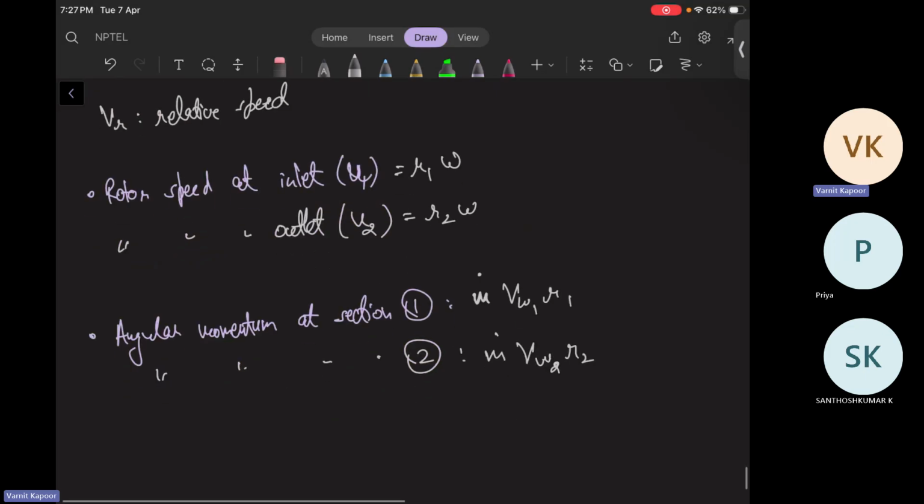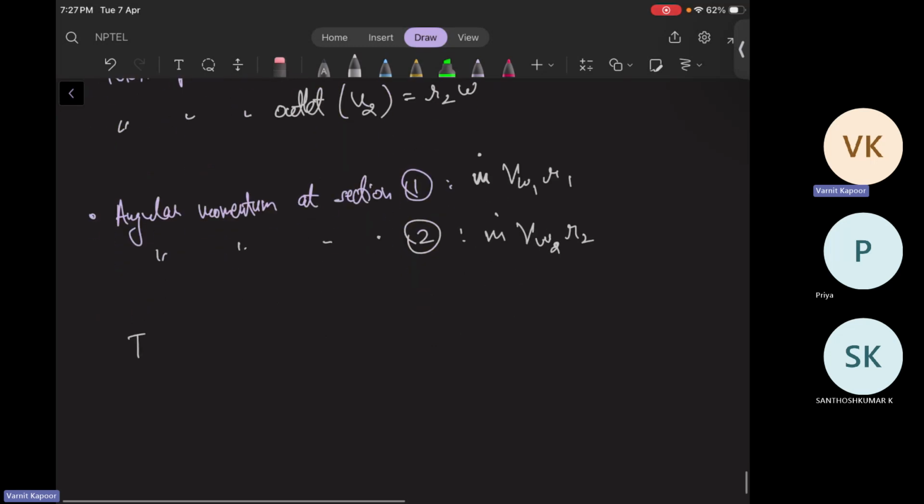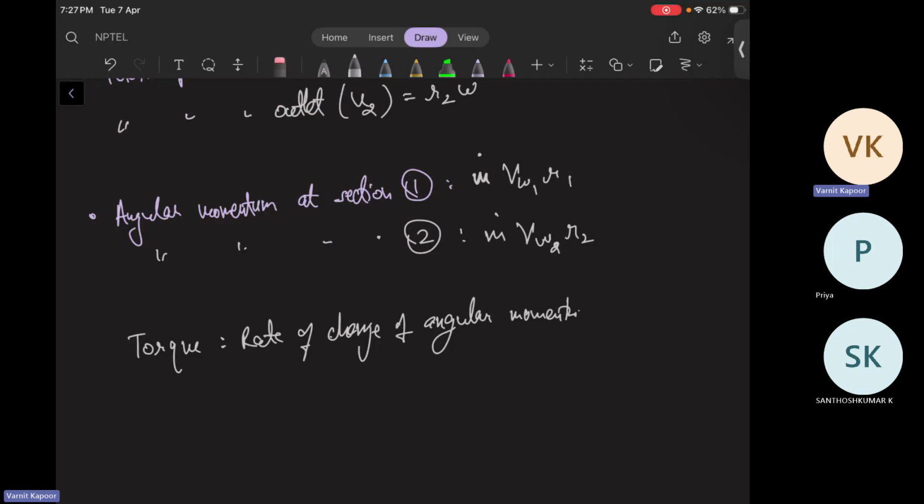Okay. And what is torque? Torque can also be written in terms of rate of change of momentum. Torque is nothing but the rate of change of angular momentum, not linear, angular momentum. So that is mass flow rate times the final, VW2 R2, minus VW1 R1, that is your change, final minus initial.